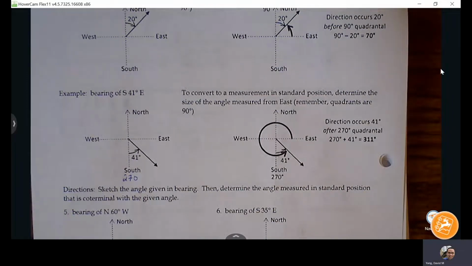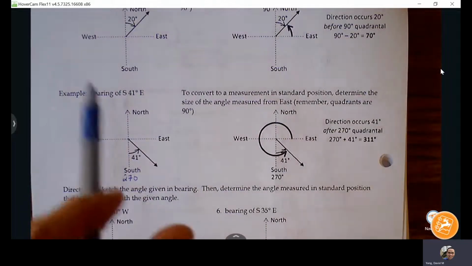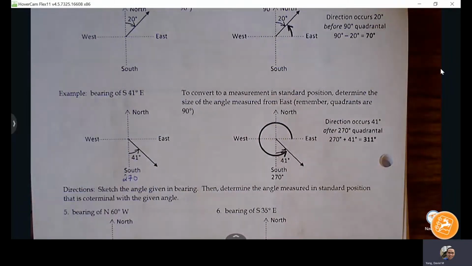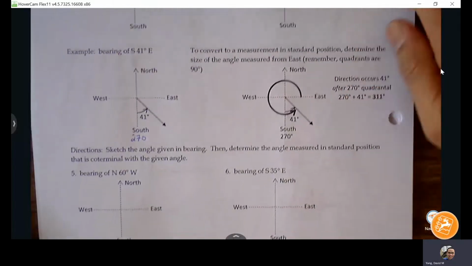So the first direction is going to tell you where to start, and the second direction is going to tell you whether to go clockwise or counterclockwise. Okay, good. All right, let's look at some examples.